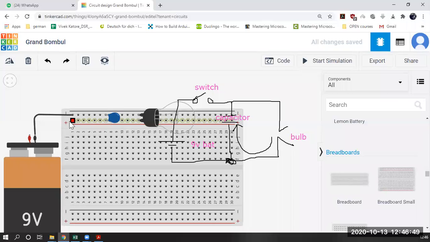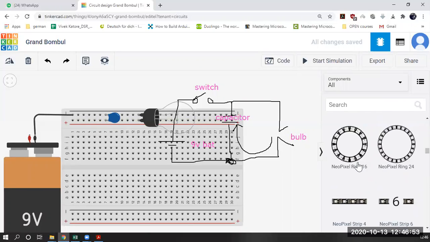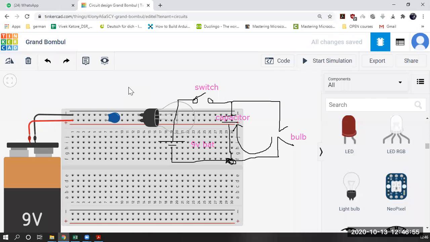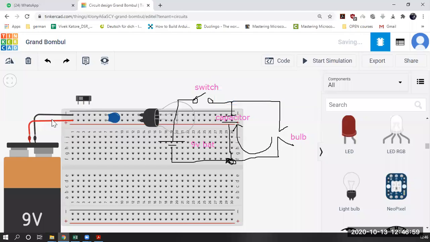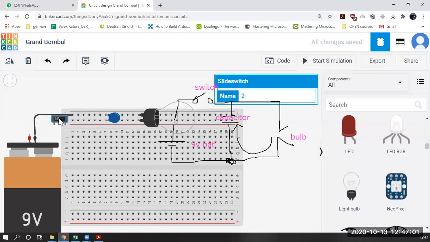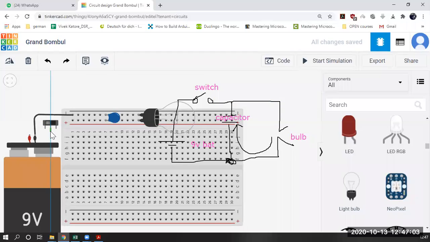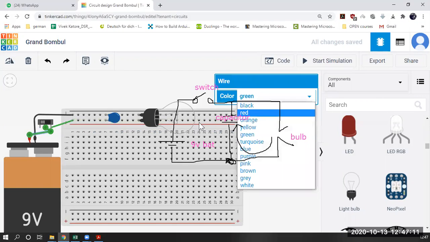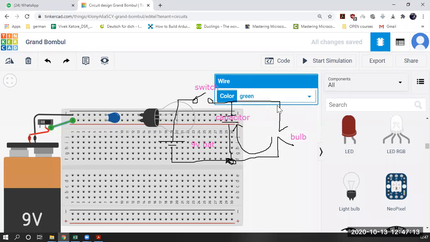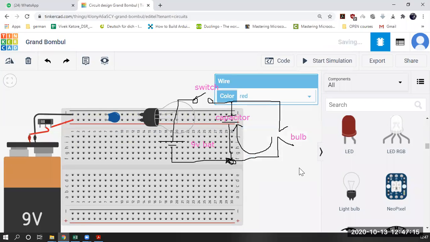अगर मैं switch connect भी करता हूँ, तो current will go from the inside. So let me bring back the switch. I will have to connect the switch here only. Okay, so the positive side, and then from here I'm giving this. So it will be red, and this one will also be red.